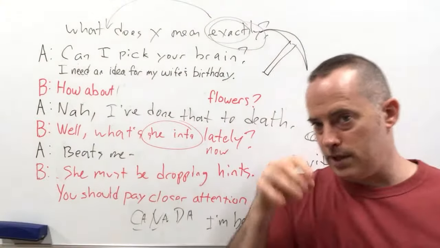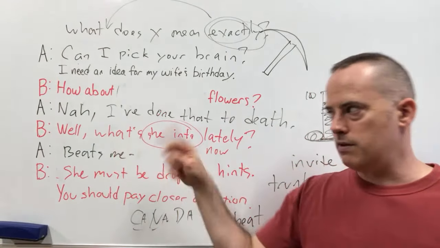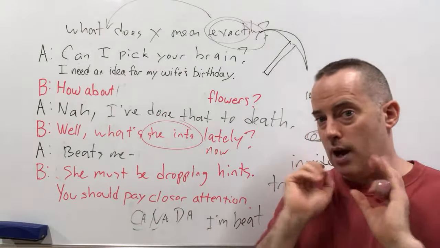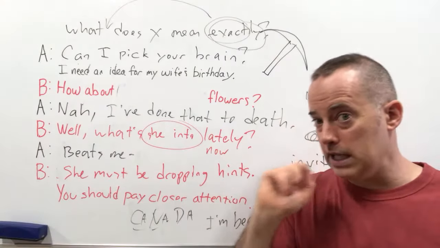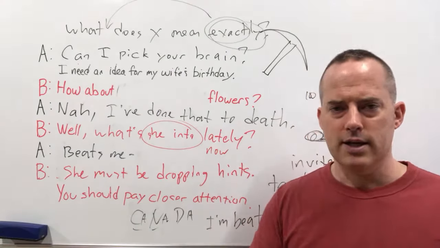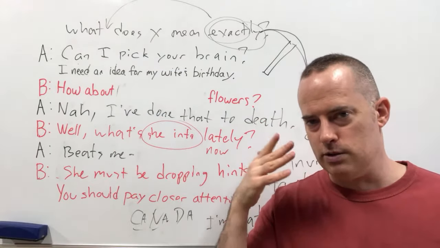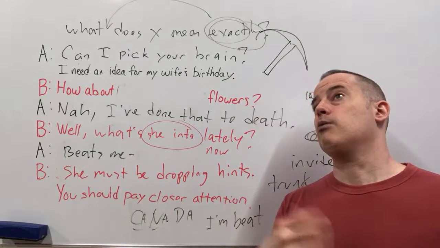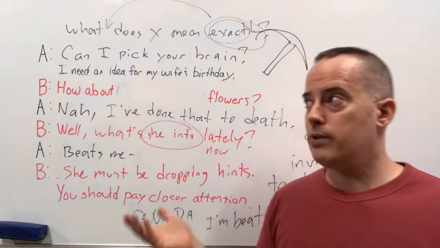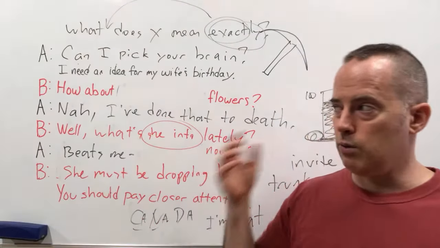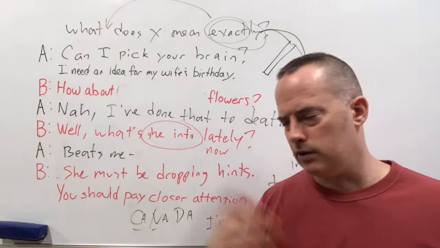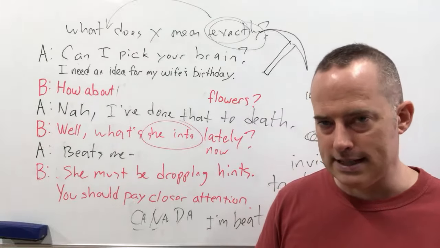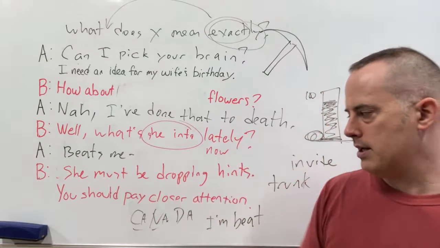Now, to drop hints, imagine this situation. It's his wife's birthday coming up. So she's probably dropping hints, meaning here's a hint about something. She doesn't want to say it directly, like "hey, you should take me to Paris," or buy this thing. She will probably drop a hint like "I'd really like a new something." I really want a new pair of shoes, or I really want to go on a trip or something like that. So she might not say it directly, but she will drop some hints.